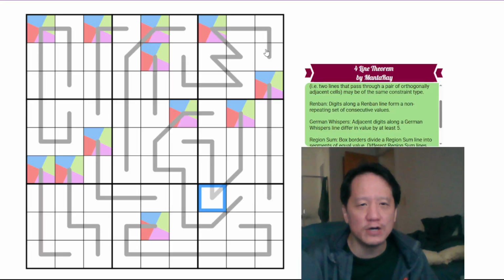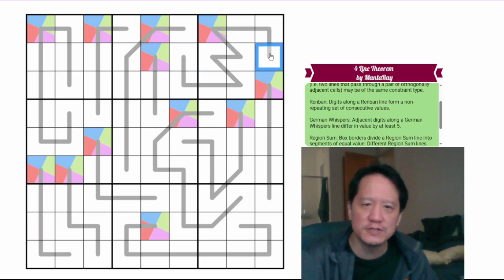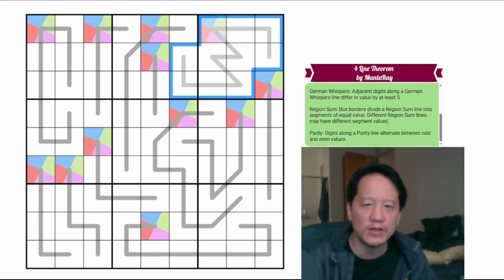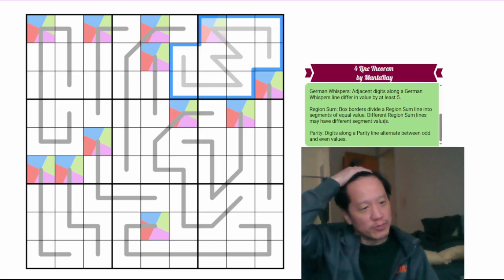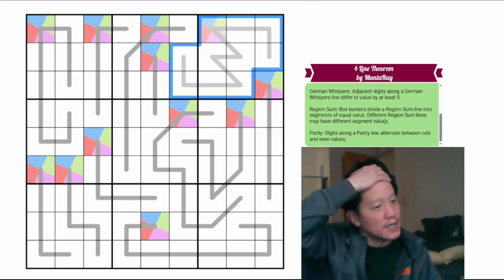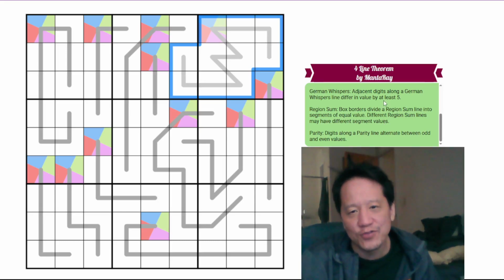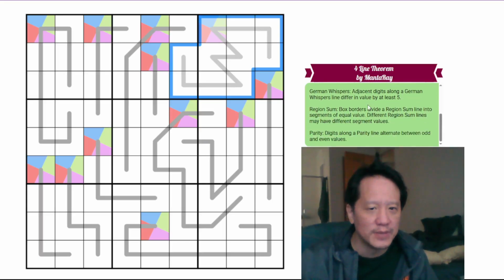So the one that stands out to me is this line. What's the most restrictive? Potentially the most restrictive is German whispers. And the least restrictive I know for sure is parity. So the parity line is probably not worth looking into unless it's our last constraint. I think Whisper 5 is probably going to be one of the best, and then maybe Region Sum.